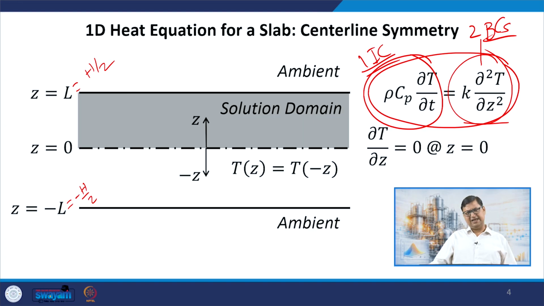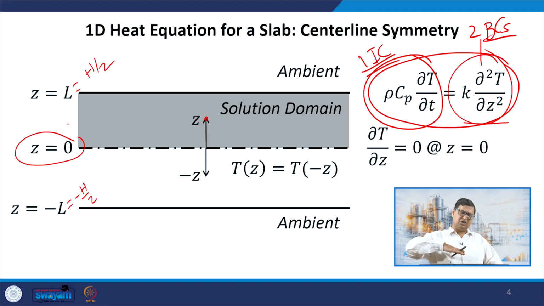And what I am saying is the temperature at any value of z now, if I define the coordinate system from the middle of the slab, that is my center line, so z equal to 0 here. So if I go to T plus z, that temperature we get is equal to T minus z. Why is that? Because this point is as far from the ambient as this point, right?